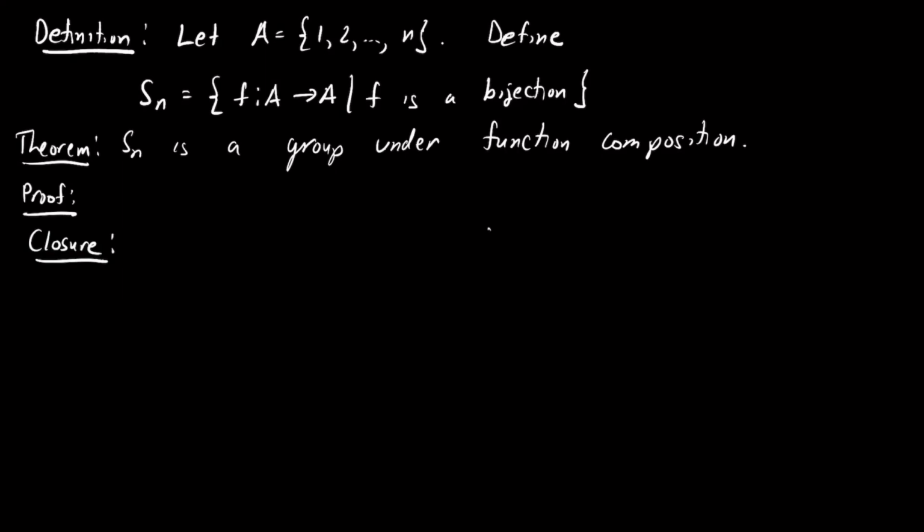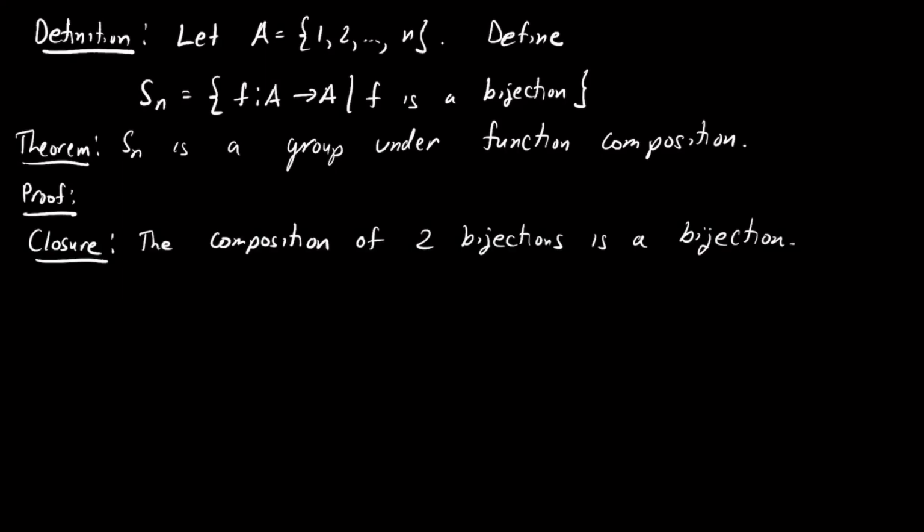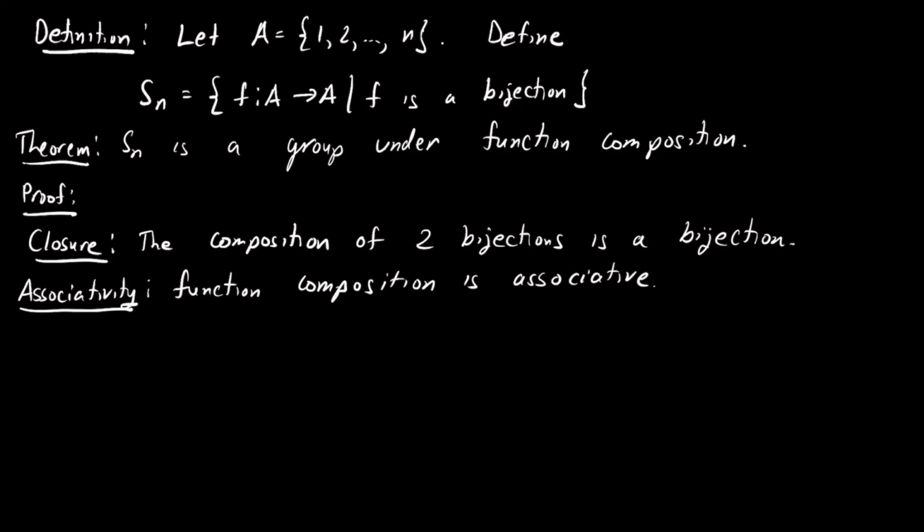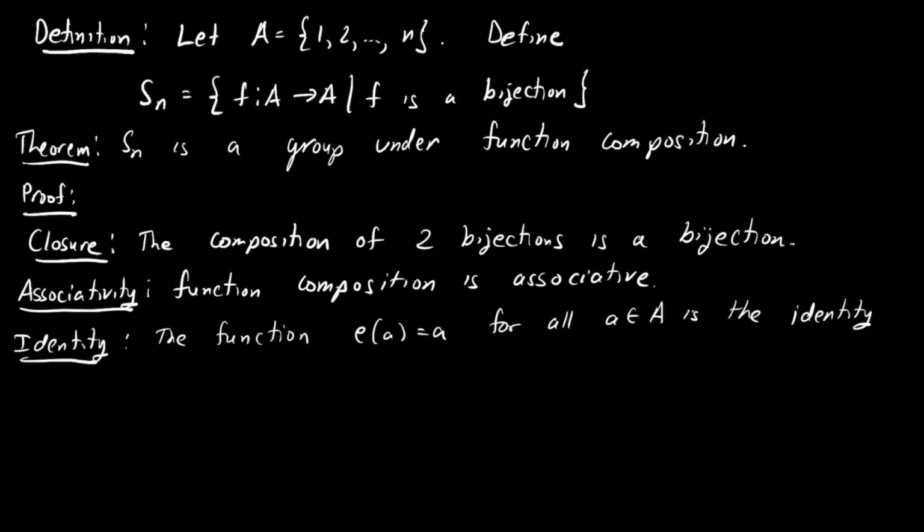So for closure, we're just going to use the fact that the composition of two bijections is a bijection. So if I compose two bijections, I get a bijection. So the composition of any two functions in Sn is going to be an element of Sn. Associativity, we just use the fact that function composition is associative. Identity, well, we have this identity element, e, which maps every element of A to itself, right? So e of a is equal to a for all a in A. This is my identity function.